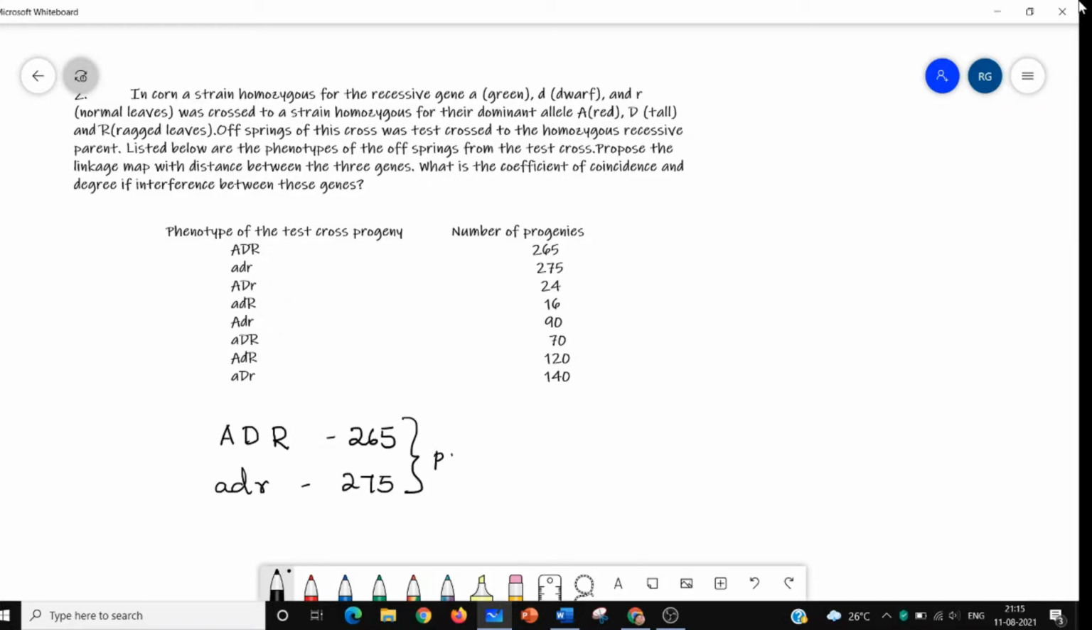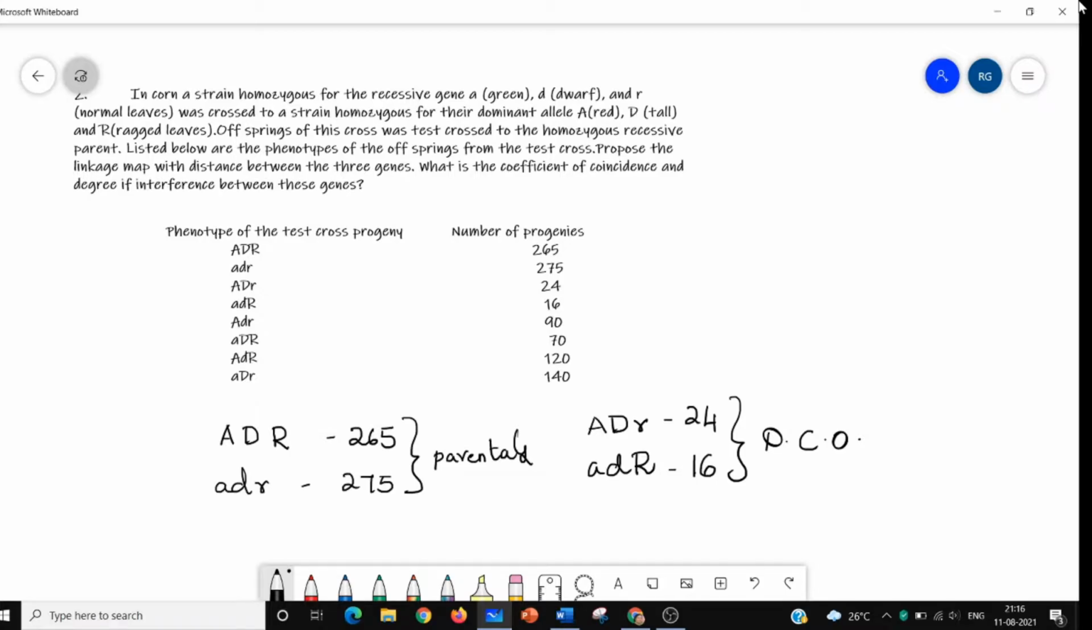They are the parentals. The offspring showing the highest number are parentals, and the offspring showing the lowest number are capital A, capital D, small r, and small a, small d, capital R. The first one is showing 24 progenies and the second one is showing 16 progenies. So these are the double crossovers. By comparing the genotype of the parentals and the double crossovers, we can find out the gene order.